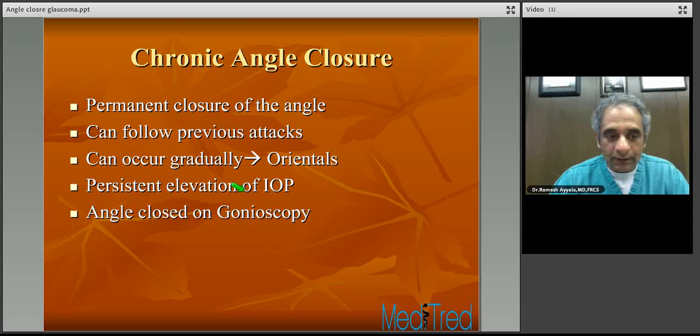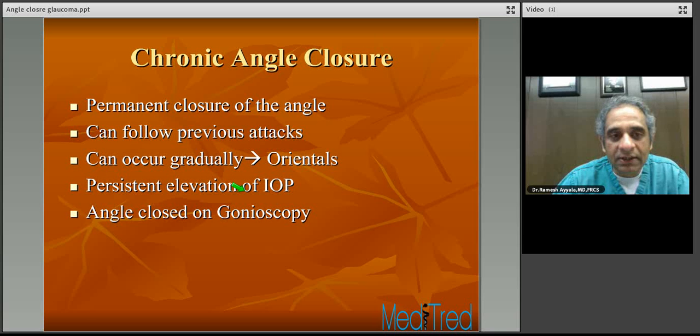I'll deal with the treatment a little bit later, but it's important for me to go through the various stages of this angle closure eyes. Some of these eyes can go on to develop chronic angle closure glaucoma. So we discussed occludable angles, we discussed intermittent angle closure, we discussed acute glaucoma.